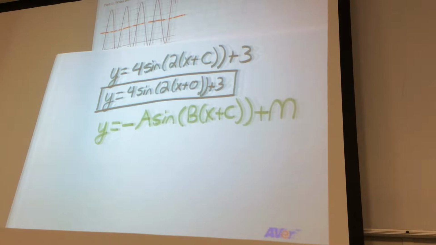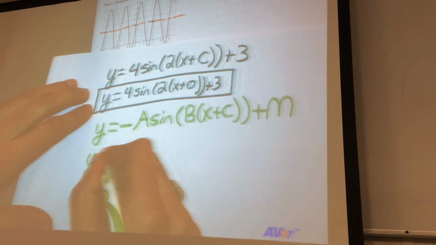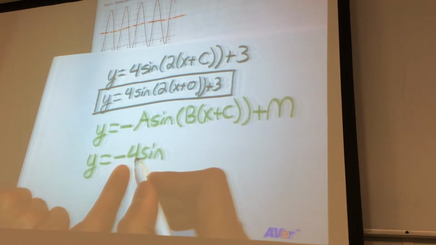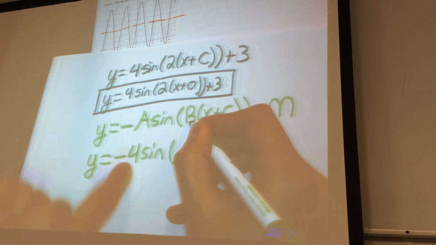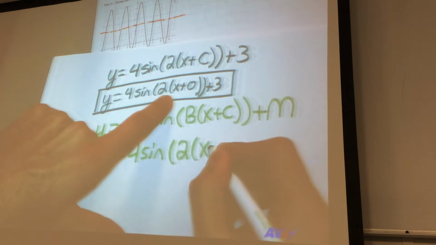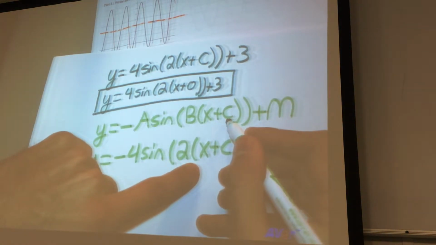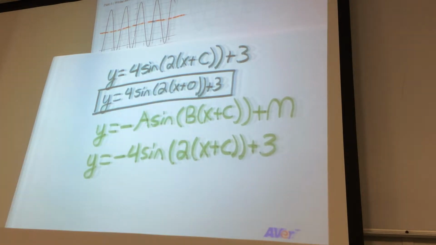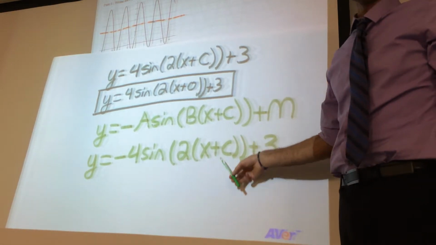So in other words, I know it will be something like this. The amplitude still has to be 4. The graph hasn't changed. The b value still has to be 2. Shift might be different. And the midline has not changed either. So the question now is, what, if any, shift has happened?